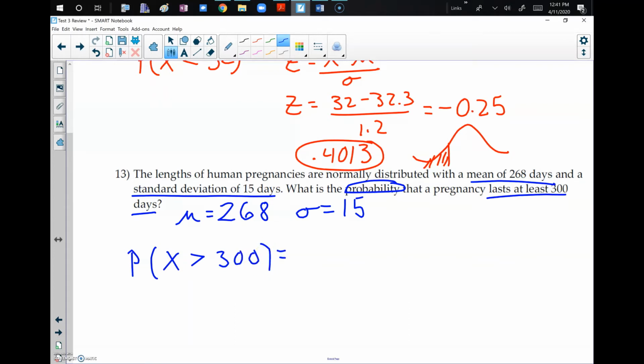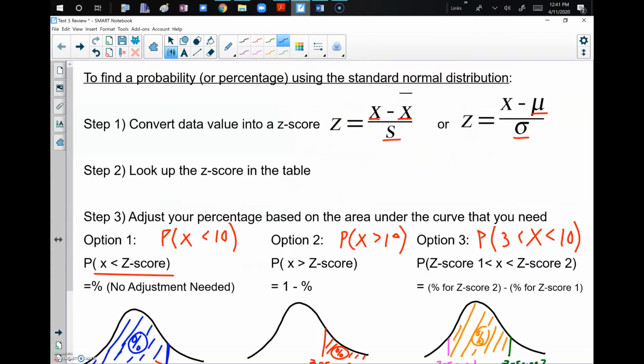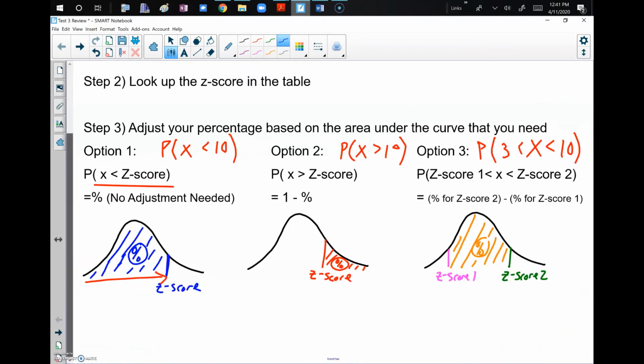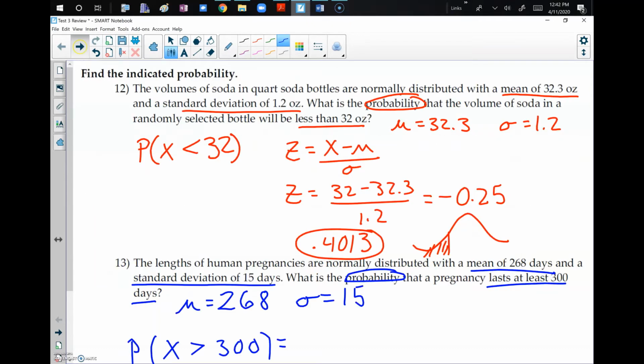So here, thinking of my three cases that we talked about, I am looking at the greater than case, which is option 2. So I'm going to be looking at option 2 this time. Once I find my probability value from my z-score table, I'm going to have to find the complement. I'm going to have to do 1 minus that number to find the values that are greater than my stated cutoff.